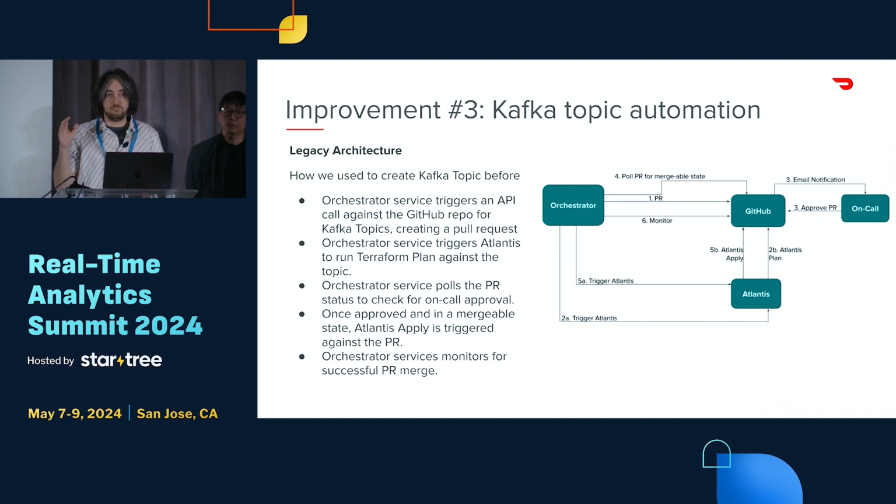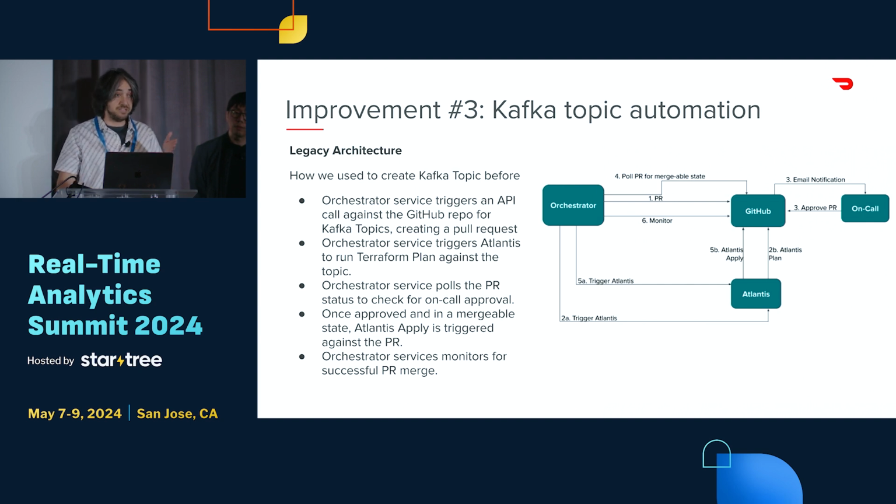Previously, the model was that your orchestrator, or the end user, or whatever it is, goes into GitHub and triggers an API call or manually creates this PR. After that, this PR triggers Atlantis, which takes some time to process. After that, our onboarding automation calls the on-call, pings the on-call to say, hey, you need to approve this PR. And after the approval, the Atlantis apply is triggered.